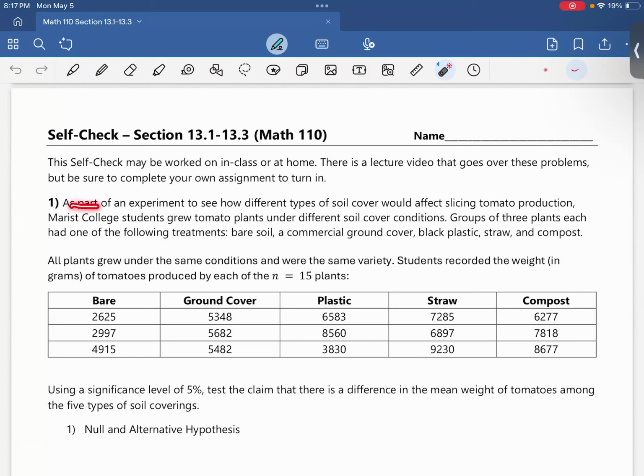So number one states, as part of an experiment to see how different types of soil cover would affect tomato production, Marist college students grew tomato plants under different soil cover conditions. Groups of three plants each had one of the following treatments: bare soil, a commercial ground cover, black plastic, straw, and compost. All plants grew under the same conditions and were the same variety. Students recorded the weight in grams of tomatoes produced by each of the n equals 15 plants.